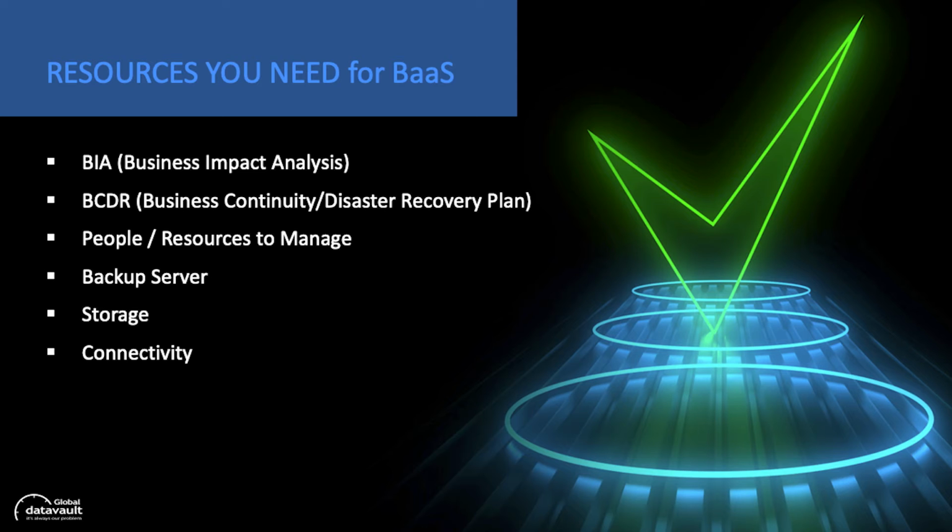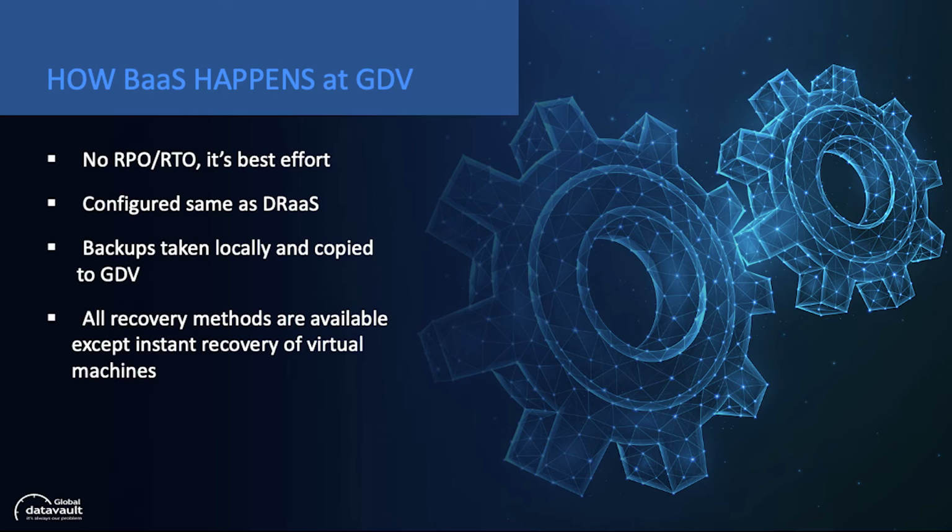The main reason is because we always follow Veeam's best practices, which is following the 3-2-1 rule and keeping that data locally. And then once we keep that data locally, we'll create the backup copy job to make a copy of the local backup, and then we'll send that off to the cloud. That's great, because if you only got your production copy and the cloud copy, that's only 2 copies instead of 3, right? That's correct. So next, we have how BaaS happens at Global Data Vault.